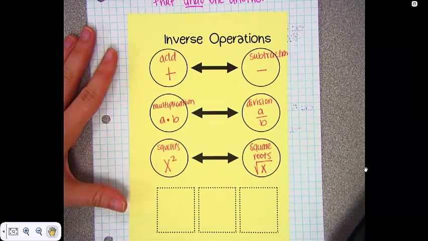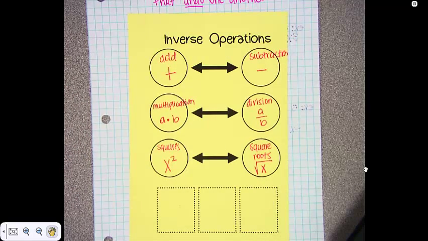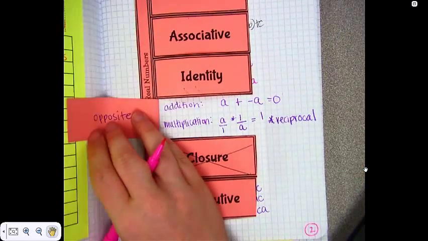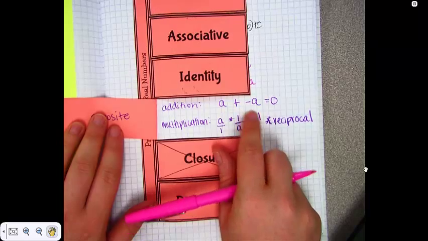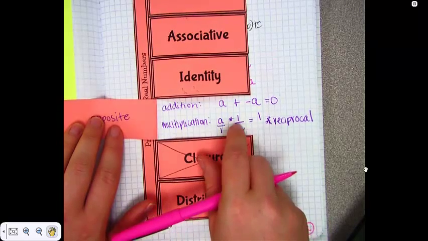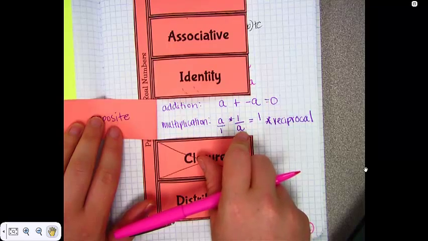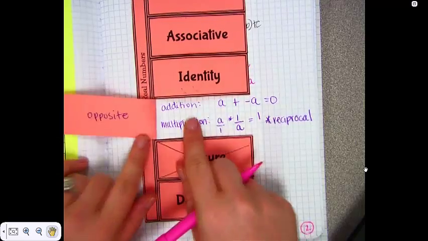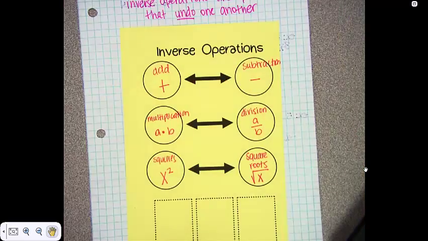Whenever you see these, I want you to think back to your iPod to the properties of real numbers foldable, which is the salmon colored foldable. We talked about the inverse property, right? We said that the inverse property of addition, a plus negative a is 0, the inverse operation of multiplication, a times 1 over a, and we said that this is really just division. So we've already kind of talked about this. The inverse properties of real numbers are also all of our inverse operations.